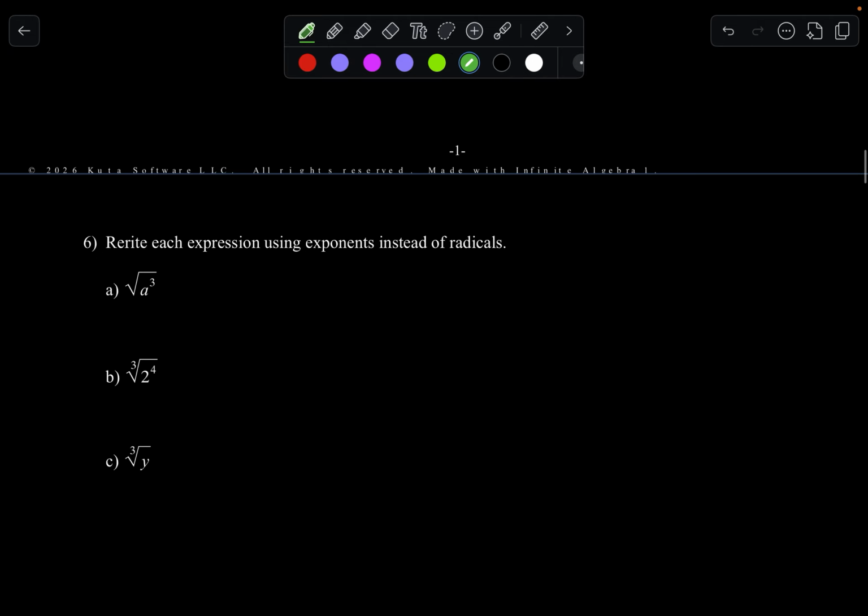All right, on this, you have to remember that the radical, they want you to write this with exponents instead of radicals. So what you have to remember is that the square root of a is just a to the 1/2 power. Okay? And if it's a cube root, the cube root of a is just a to the 1/3 power.